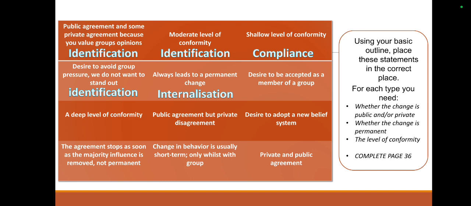The other two types of conformity can sometimes lead to a permanent change. So sometimes if you're deeply embedded into a group, like a gang or something, that can sometimes change your beliefs on a permanent basis. But most of the time, it's internalisation that can lead to a permanent change all the time. Next one along, a desire to be accepted as a member of a group is again identification. Deepest level of conformity, internalisation.